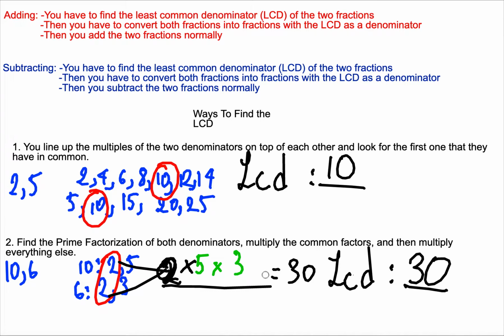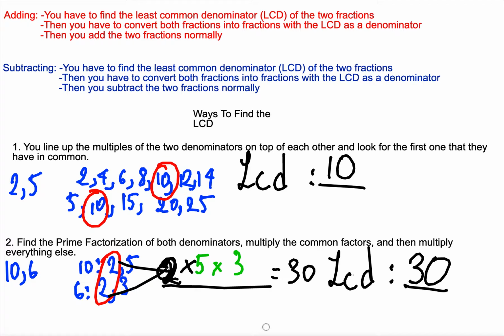You write 5 and 3. So 2 times 5 times 3. Let's break that down. 2 times 5 is 10. 10 times 3: 10, 20, 30. Which means the least common denominator of 10 and 6 is 30.